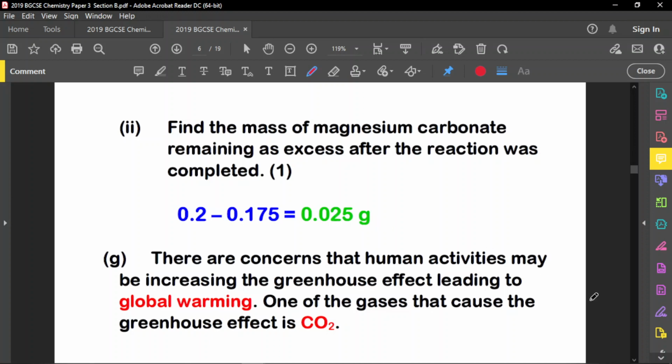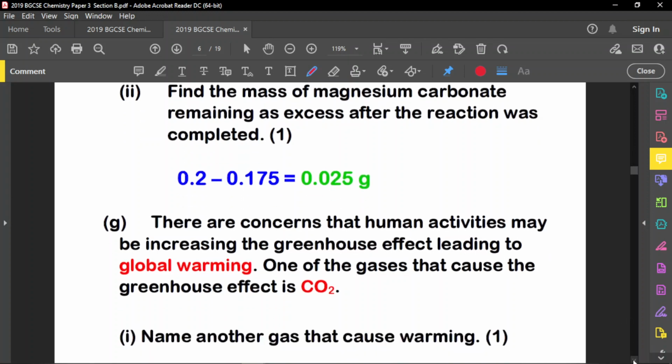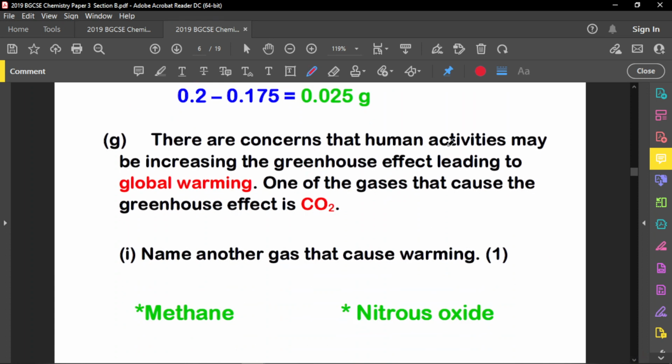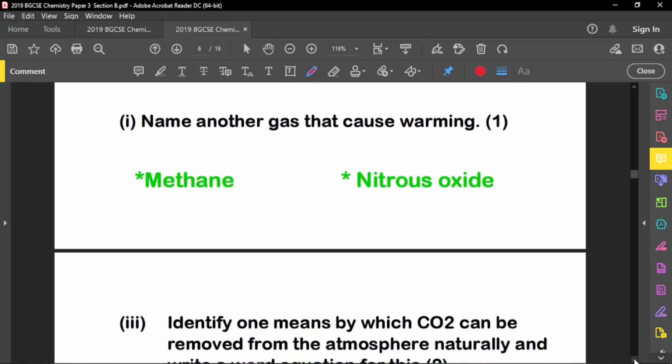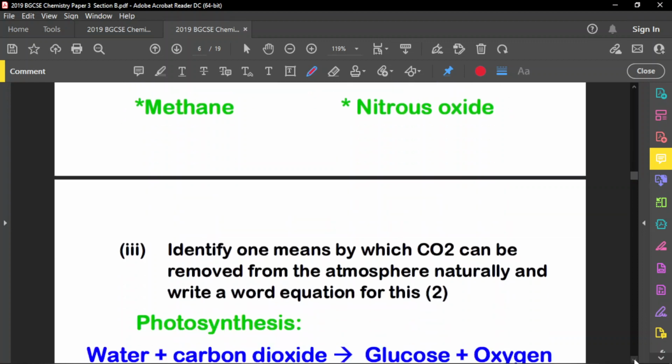grams. Now for part G, it said that there are concerns that human activities may be increasing the greenhouse effect, leading to global warming. One of the gases that cause the greenhouse effect is carbon dioxide. Name one other gas that causes global warming. Again, there's a typo. All right, so methane and nitrous oxide are two options, and you can put one of those. Methane gas and nitrous oxide are greenhouse gases.